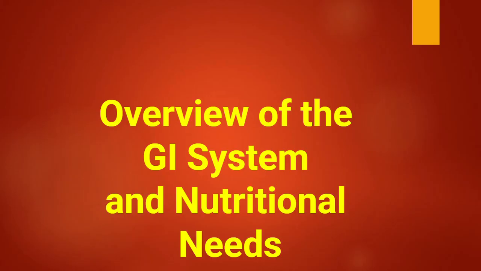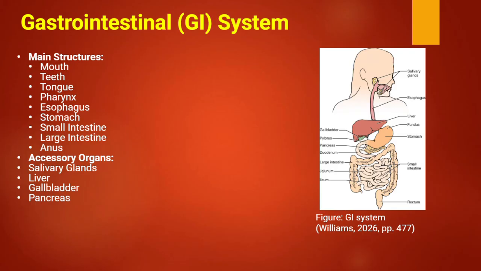Overview of the GI system and nutritional needs. The gastrointestinal tract is a continuous tube that allows food to be digested, nutrients to be absorbed, and waste to be eliminated. It begins with the mouth, where chewing and saliva begin breaking food down. The teeth and tongue work together to grind and move food for swallowing.